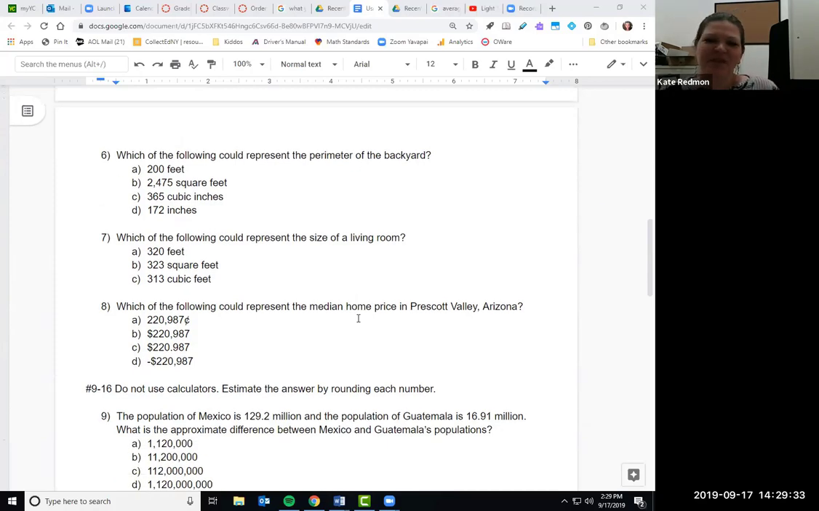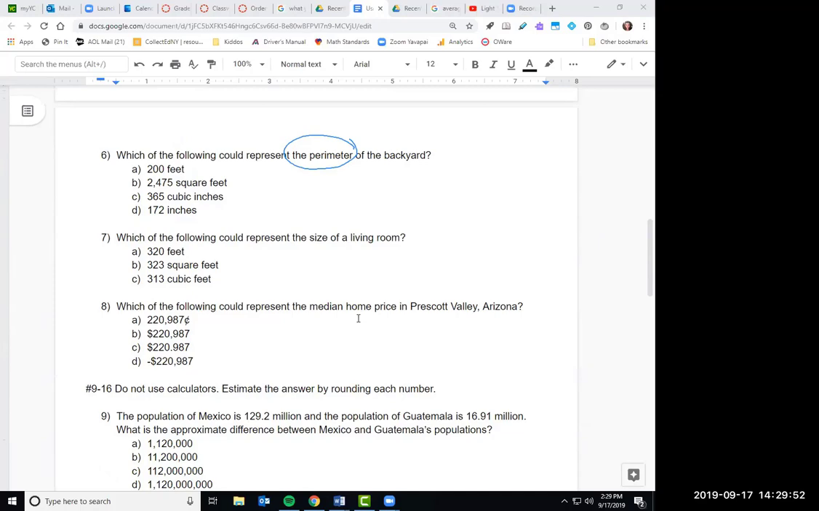Number 6, which of the following could represent the perimeter of the backyard? Now this is a little mean because some of you have covered the concept of perimeter and some of you have not. So let's make sure we know what we're talking about. Does anybody know what perimeter means? If I talk about the perimeter of my backyard, what am I talking about? Outline. The size of the outline, yeah.